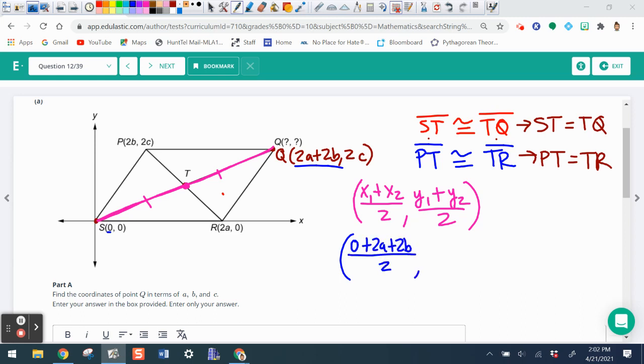Over 2. And our y's, 0 and 2c over 2. So 0 plus 2a plus 2b, plus nothing, is still going to be 2a plus 2b over 2. And 2c plus nothing is still going to be 2c over 2.